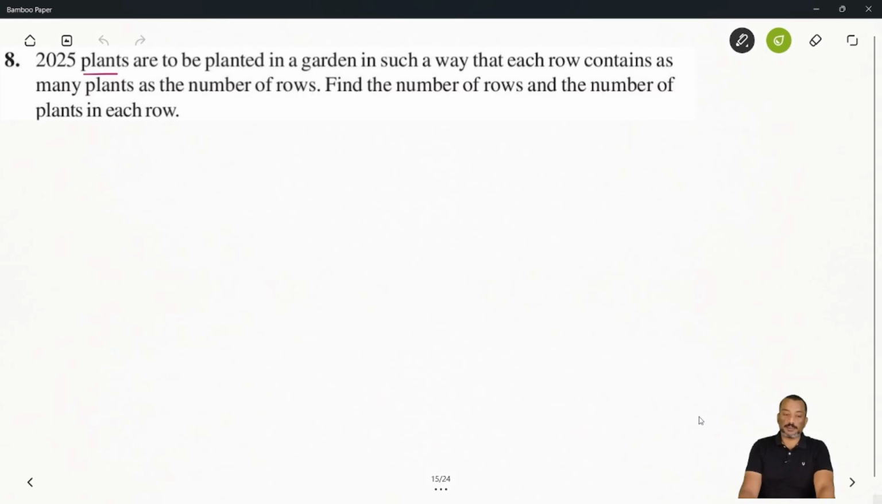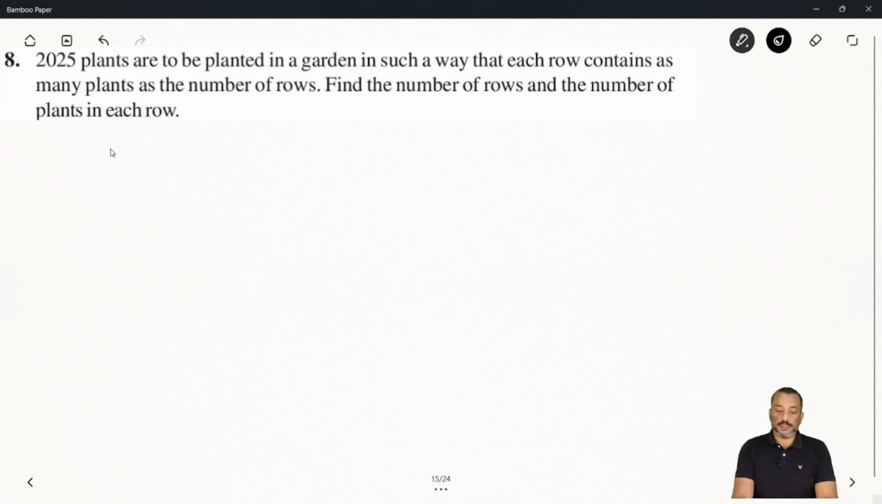So here this question is saying there is a garden, there are 2025 plants total in the garden in such a way that each row contains as many plants as the number of rows. Find the number of rows and the number of plants in each row. So we have to find the number of rows and also the number of plants in each row.